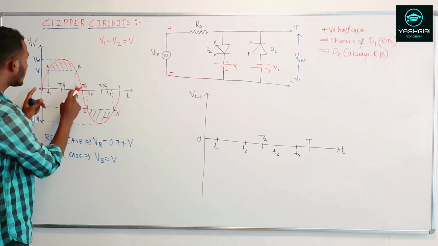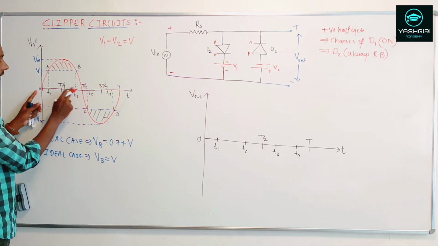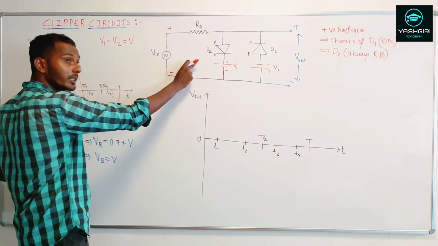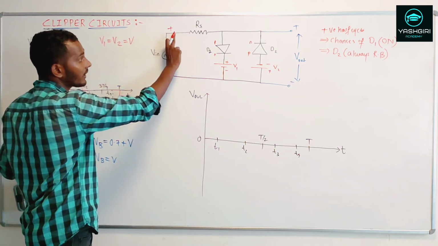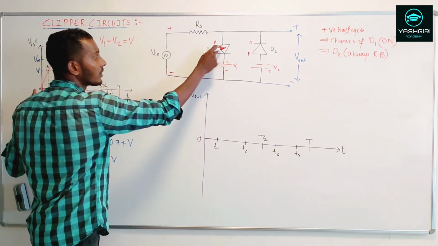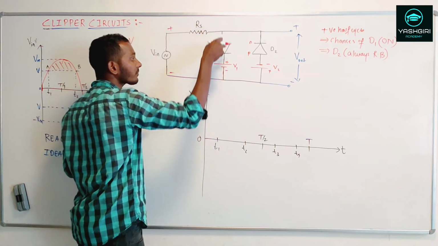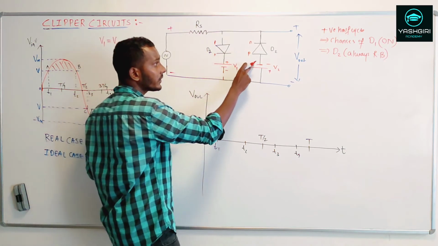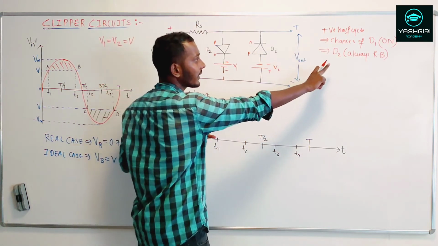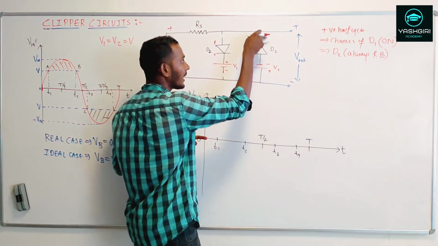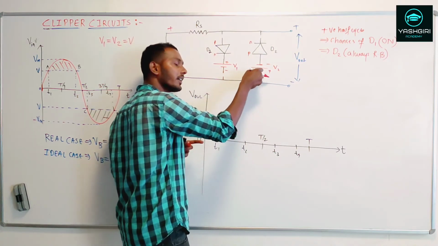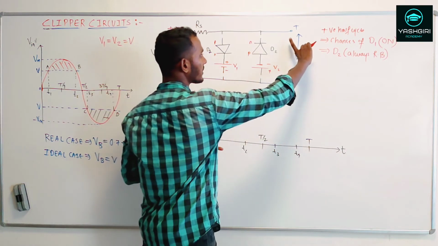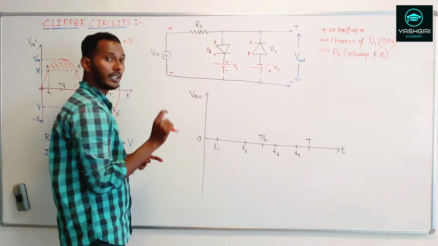Now for the first positive half cycle, from 0 to T1, the diode D1 is also in reverse bias because there is not enough voltage to break this barrier. So that means this will act like an open circuit. Whereas the diode D2 for the entire positive half cycle is always reverse biased. That means this will also act like an open circuit. Now if you see, both are acting like an open circuit, that means the V out will be equal to the V in.